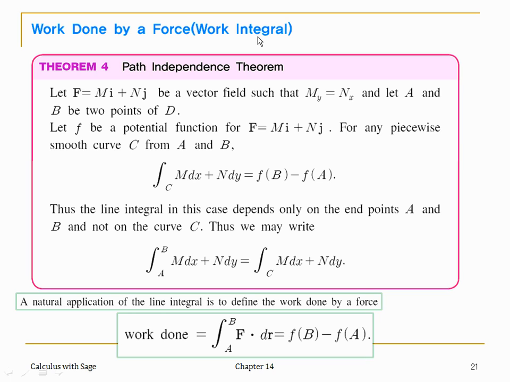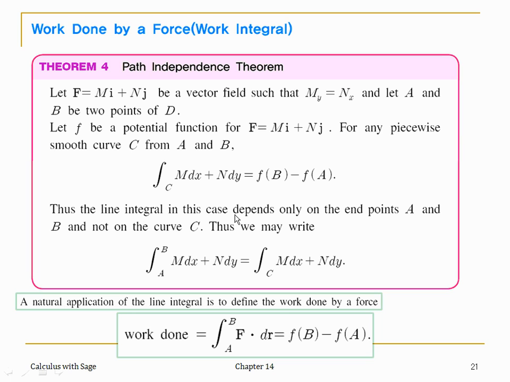Okay. Work can be considered as a line integral. Let me explain it. Let F be a vector field such that M_y is equal to N_x, and let A and B be two points of D. And let f be a potential function for this vector field. Then for any piecewise smooth curve C from A to B, this can be written in this way.